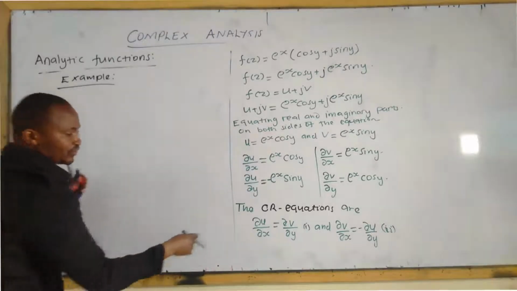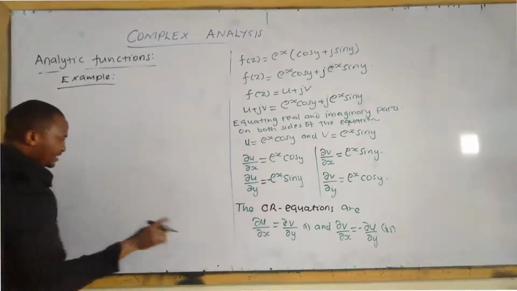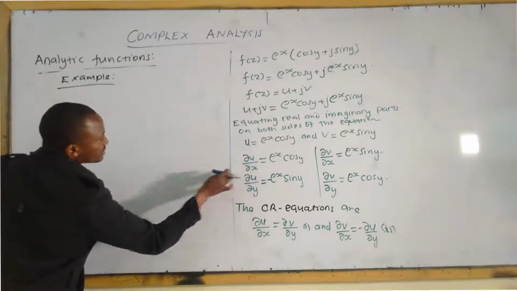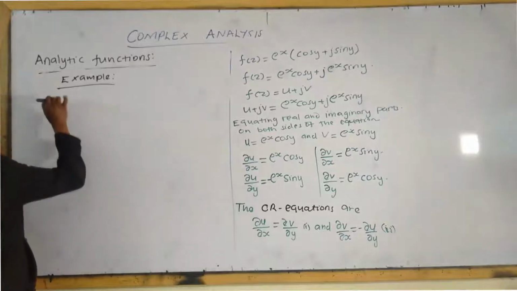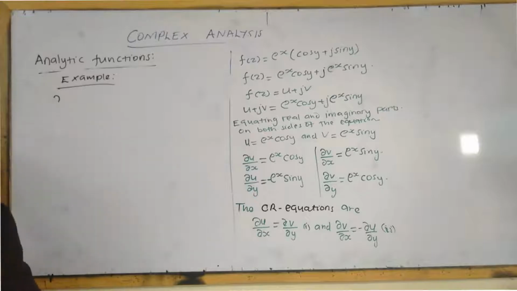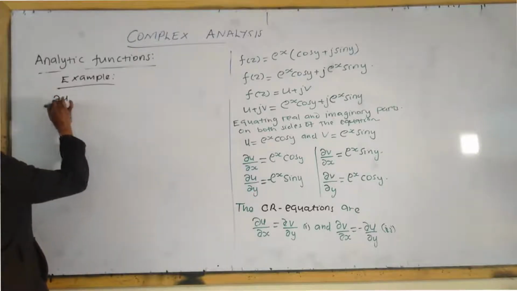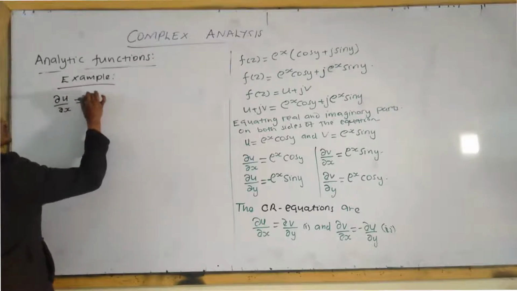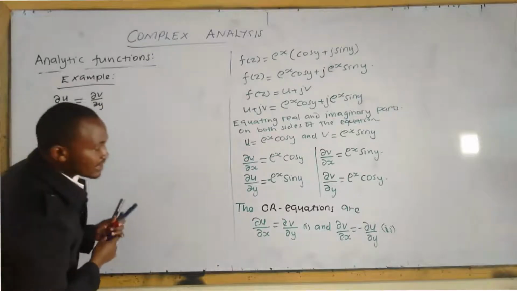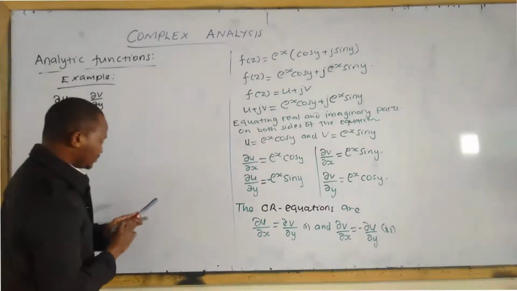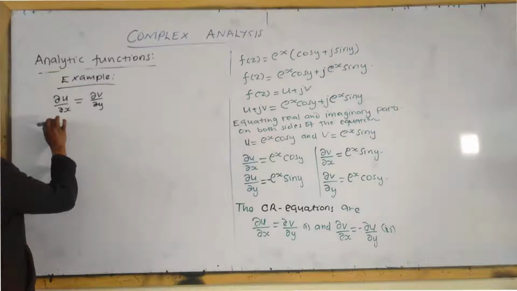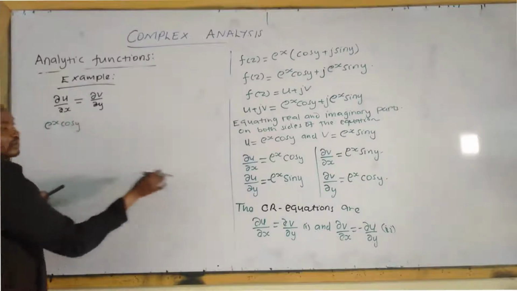So we want to prove the first example. What is partial derivative of u with respect to x? Let me first of all write the equations. Partial derivative of u with respect to x, I want it to be equal to partial derivative of v with respect to y. Is it the case? Let us see. Partial derivative of u with respect to x is exponential x cosine of y.